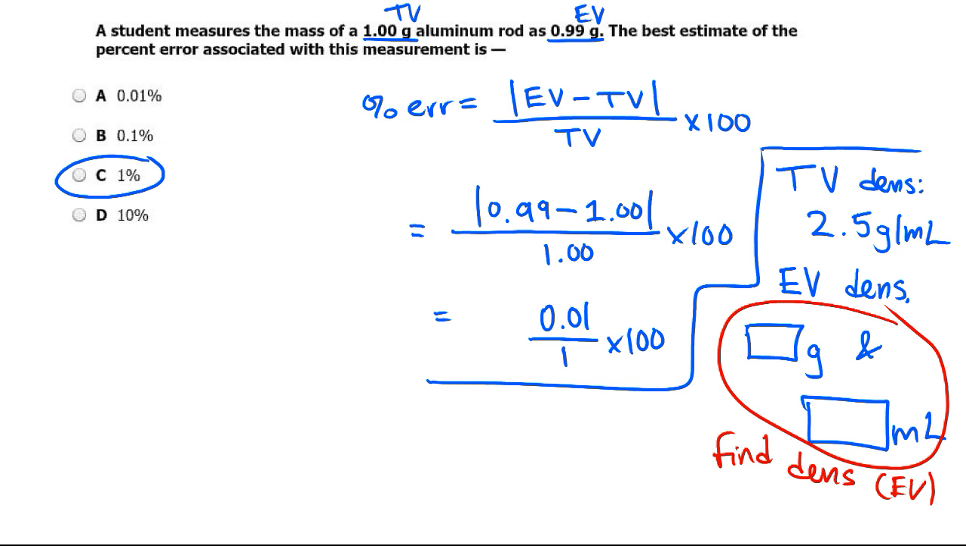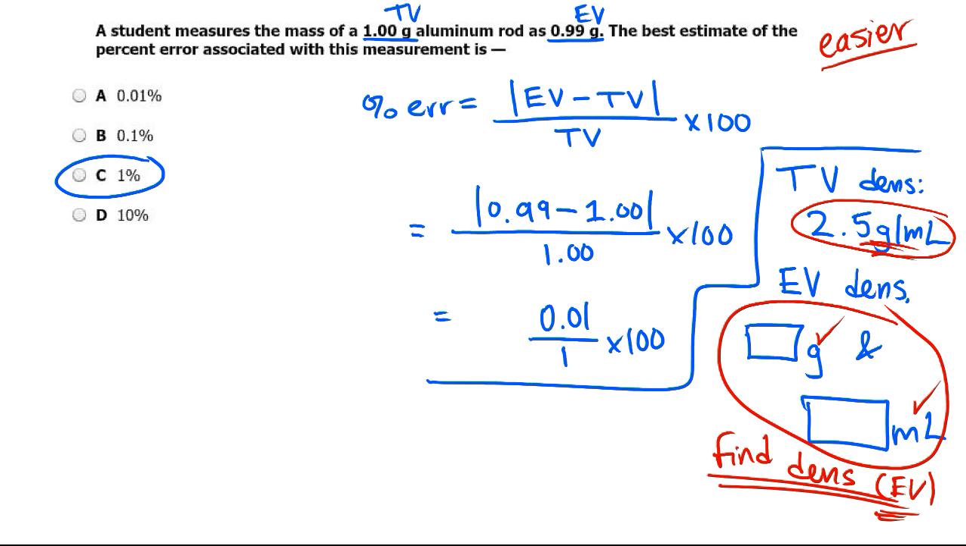If it says a student calculates the mass of a pebble and the volume of a pebble to be this, you need to find out what is the density of the pebble that the student would have calculated. And if this is the actual density of the pebble, then you would then use the experimental value and the true value to determine the percent error. So this one is an easier percent error problem. Just recognize that there are ones where you have to do a little bit more work.